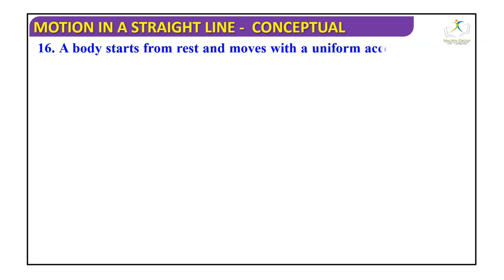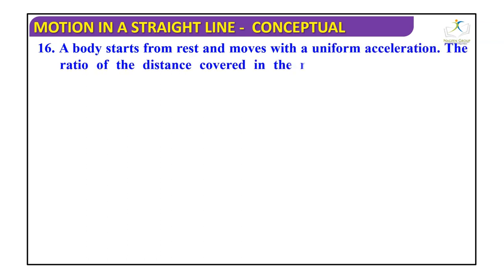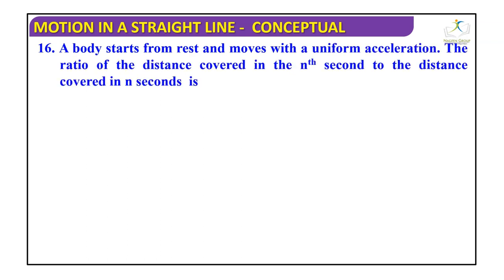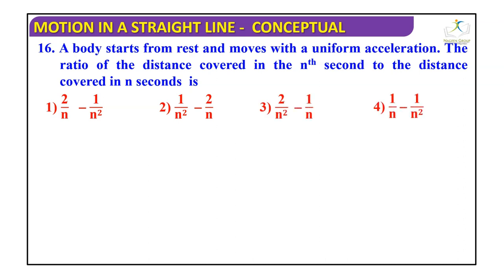16th question: a body starts from rest and moves with uniform acceleration. The ratio of the distance covered in the nth second to the distance covered in n seconds is: 2 by n minus 1 by n square; 1 by n square minus 2 by n; 2 by n square minus 1 by n; fourth is 1 by n minus 1 by n square.